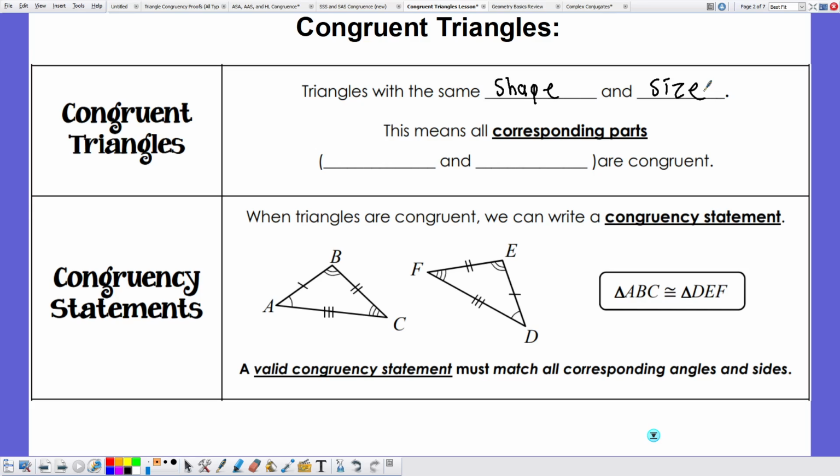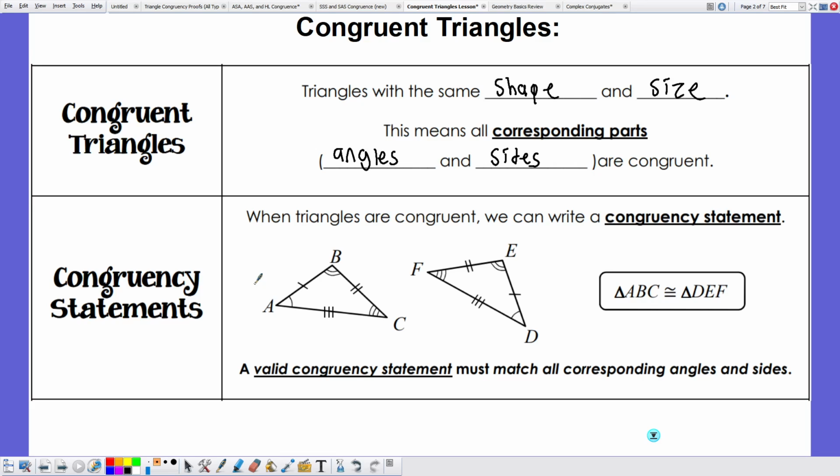What this means mathematically is that all the corresponding parts of the triangle, and triangles are made up of angles and sides, so all the corresponding angles and sides of a triangle are congruent, or all the corresponding parts of a triangle are congruent. And when we make congruency statements, they look like this. Triangle ABC is congruent to triangle DEF.